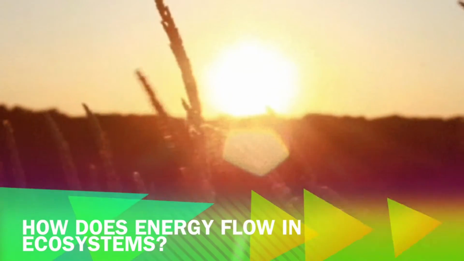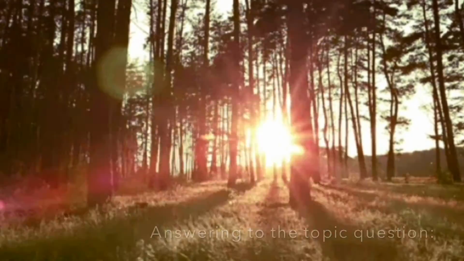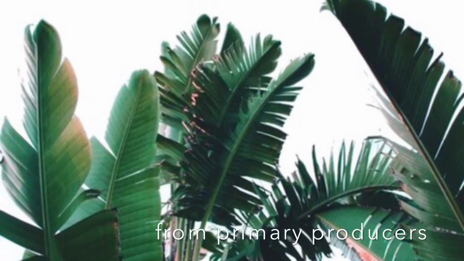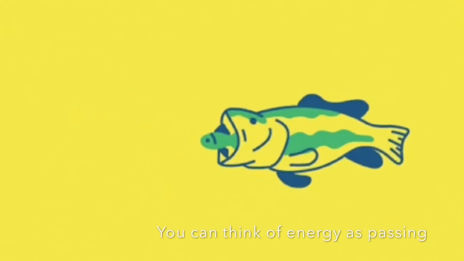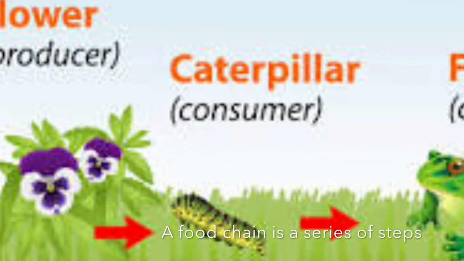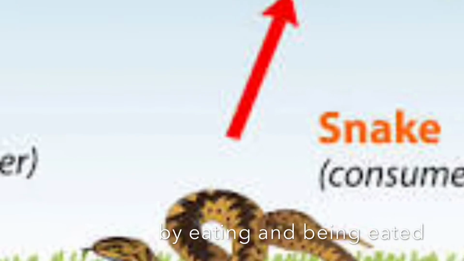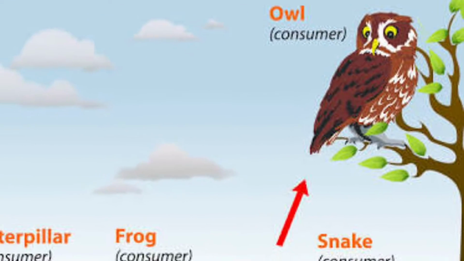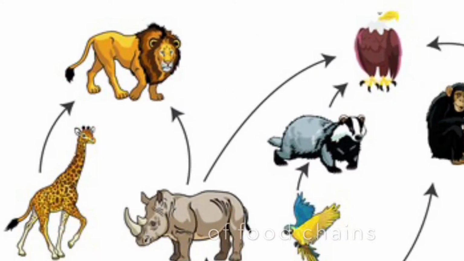Now I'm going to talk about how energy flows in ecosystems. Answering the topic question, energy flows through an ecosystem in a one-way stream from primary producers to various consumers. You can think of energy as passing through an ecosystem along a food chain or a food web. A food chain is a series of steps in which organisms transfer energy by eating and being eaten. And food webs are the natural interaction of food chains.